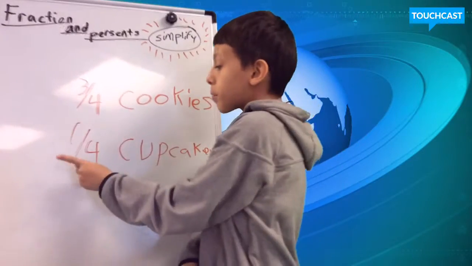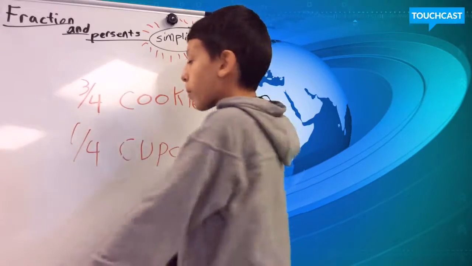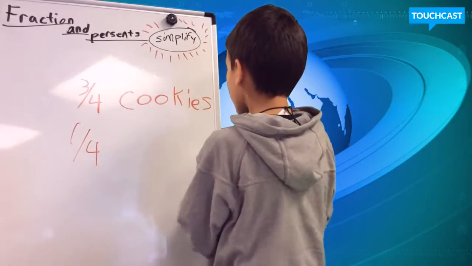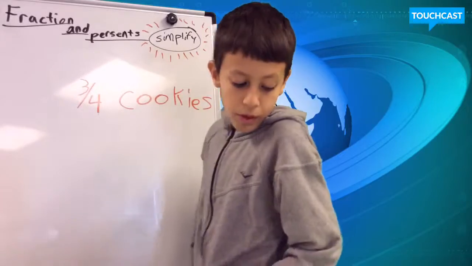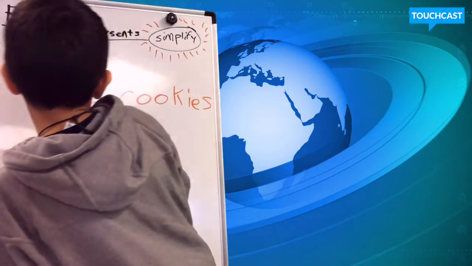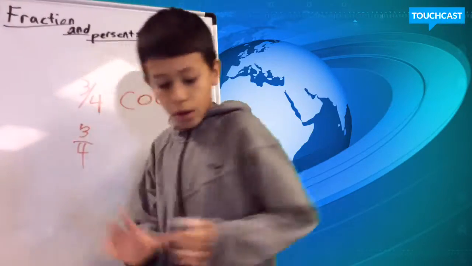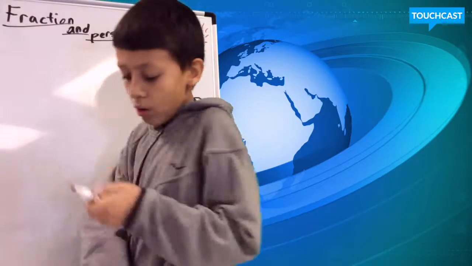So even though there's other fractions, always make sure you read the problem correctly, because they put other numbers, other fractions or percents in there to mess you up. So remember, 3 over 4.